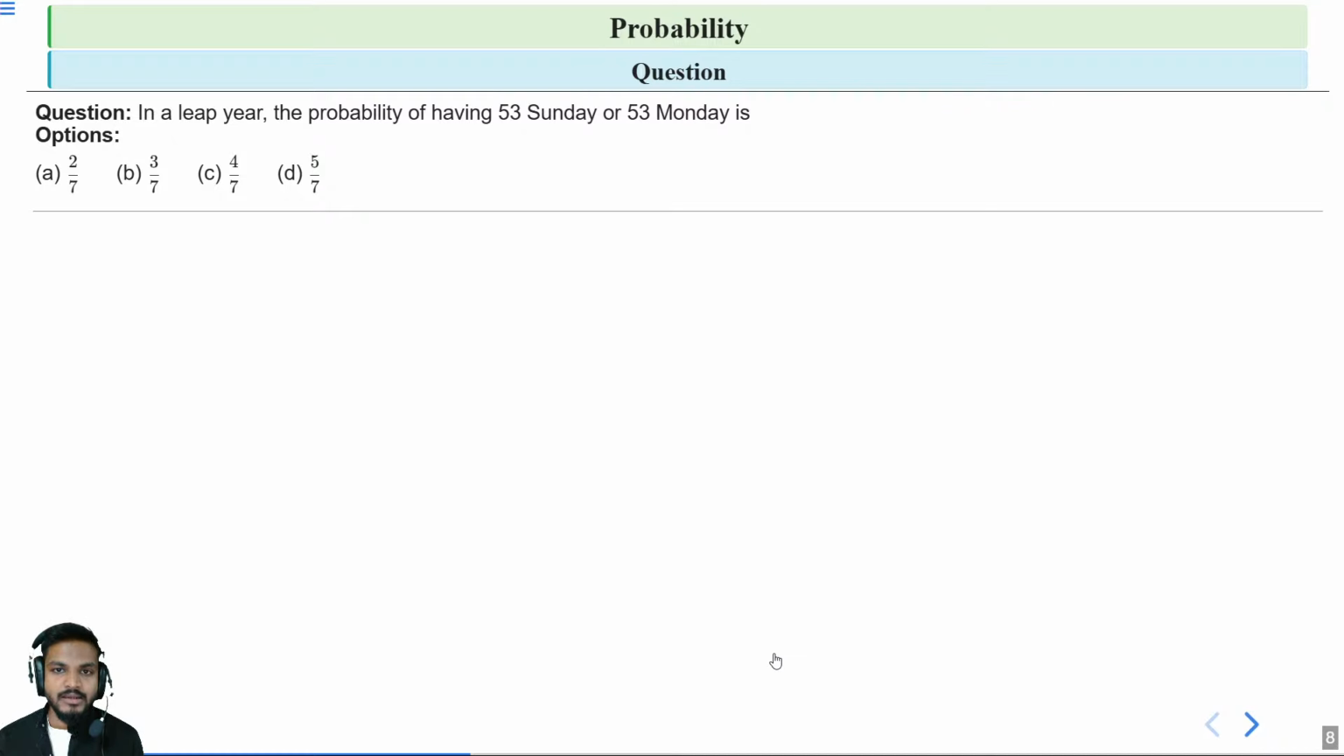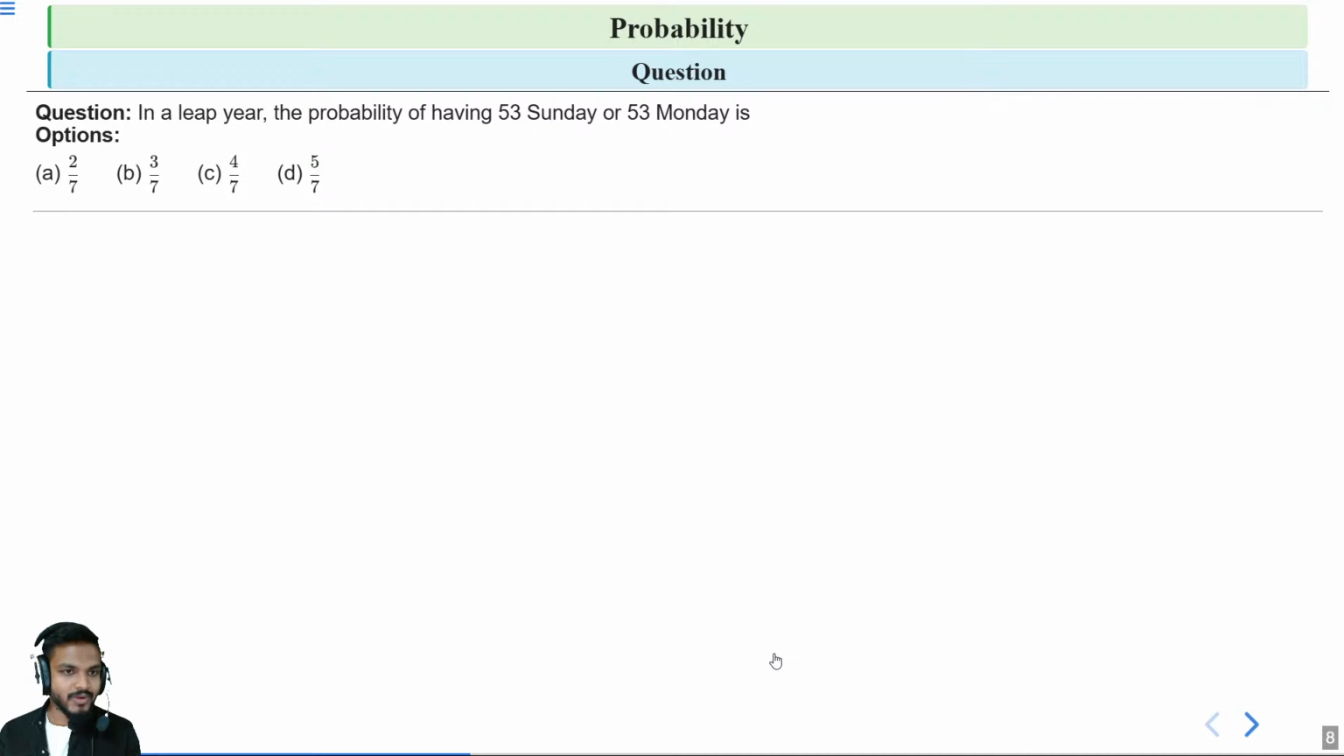Second thing, we are asked to find the probability of having 53 Sundays or 53 Mondays. Each word in this question is important. First thing is leap year, so 366 days. So we have to find the probability of the event of getting 53 Sundays or 53 Mondays. Let's suppose we define two events: event A is getting 53 Sundays and event B is getting 53 Mondays. So we have to find the probability of having 53 Sundays or 53 Mondays, that means A union B. So, or means union.